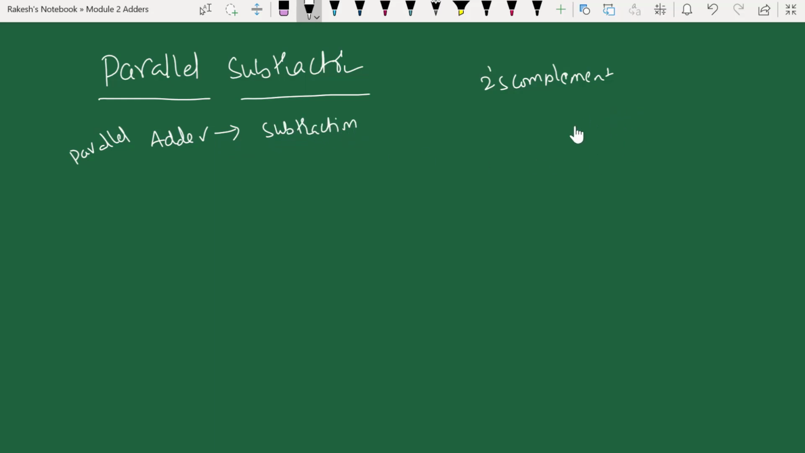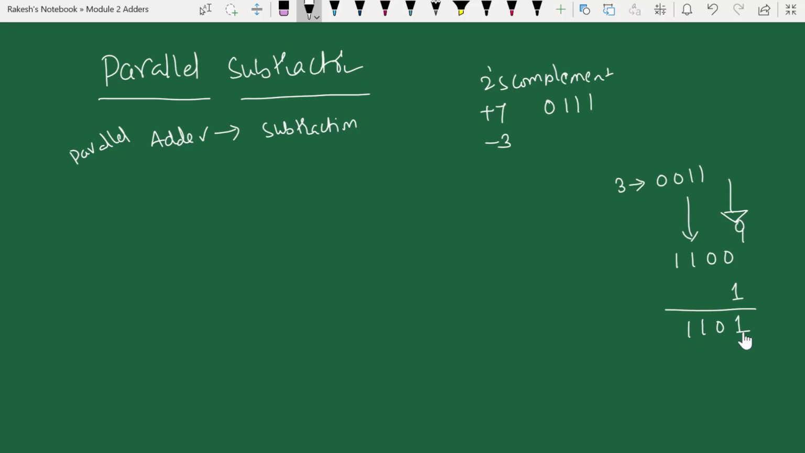So in case of 2's complement, let's take a simple example just to revise your basics. Let's take 7 minus 3. Your 7 will be 0111, and your 3 you're supposed to first write as a true or positive number, then you have to first complement it, that means 1100. This complement operation can be done by just taking an inverter for all the 4 bits. Then I'm going to add 1 to get my minus 3 in the 2's complement system. This you already know.